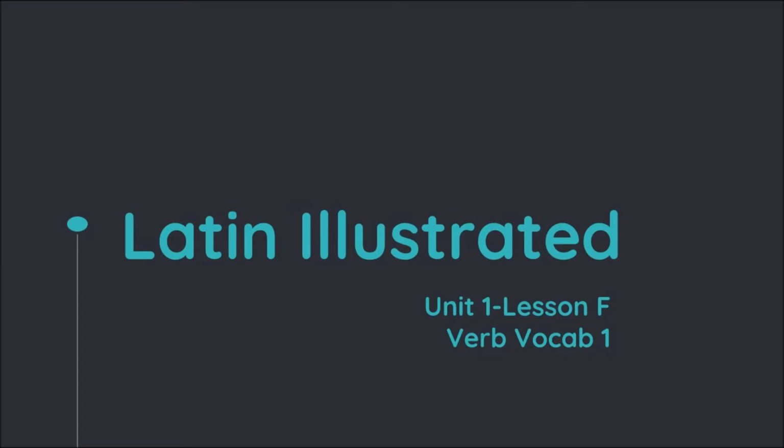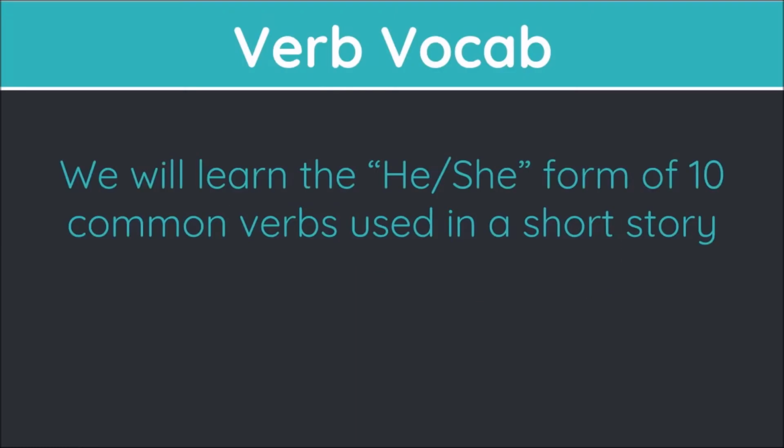But that is important, because of course we will be learning similar things. Today we will learn the he-she form of 10 very common verbs used in a short story. Of course, this short story uses two of the characters that were introduced last episode: the Roman centurion, Quintus, and the slave, who has yet to be named. However, a new character will also be introduced, who also needs to be named. So please, leave a Roman name down in the comments so that we can figure out what their name should be.